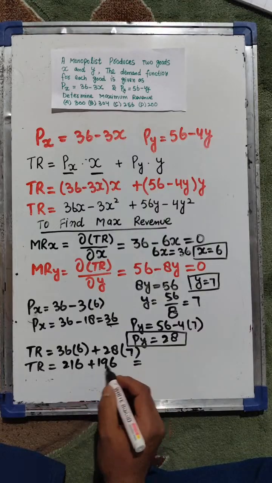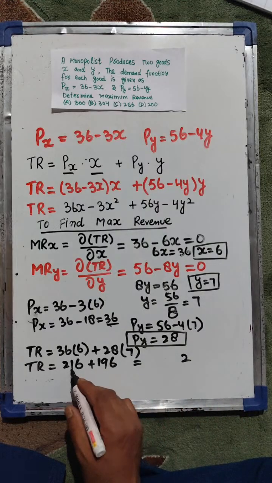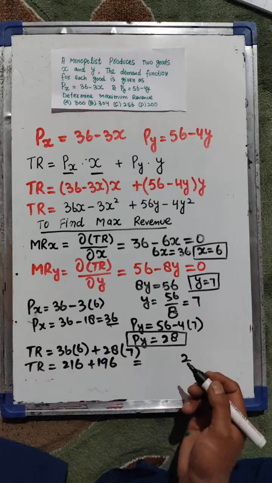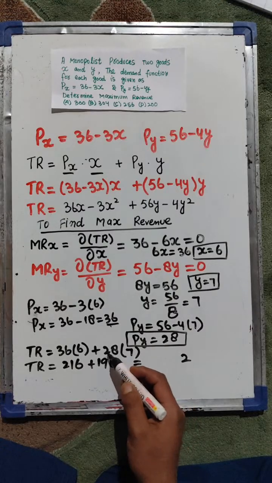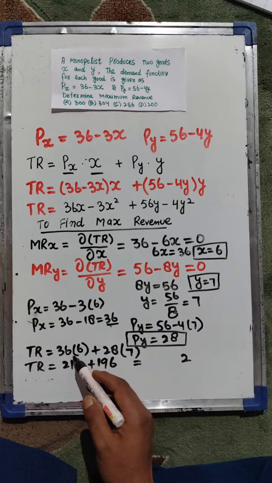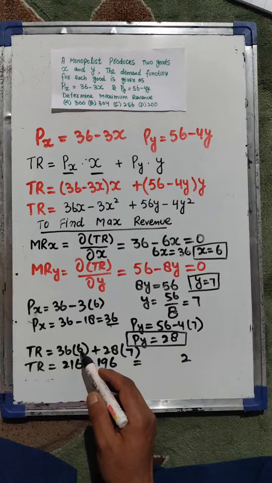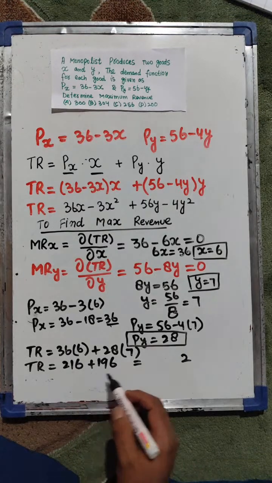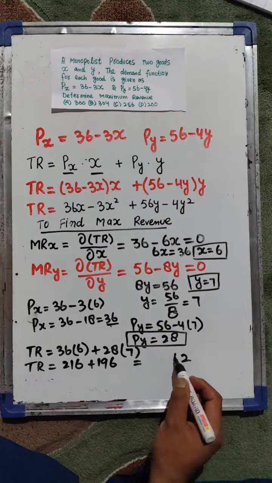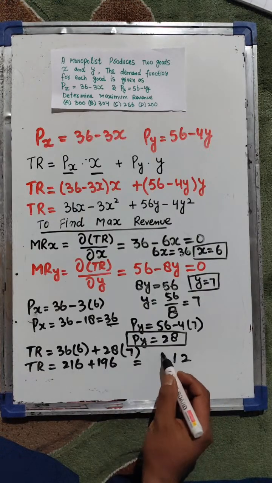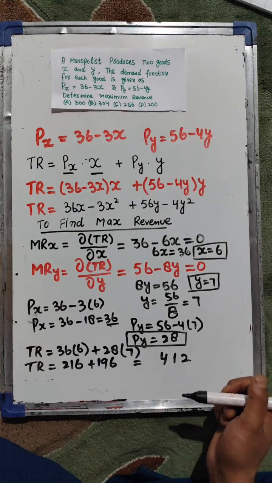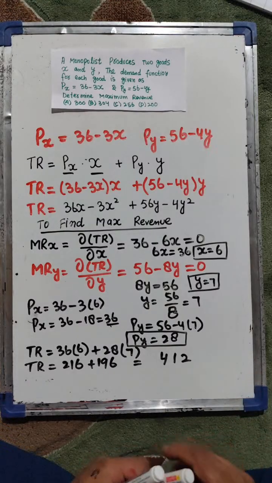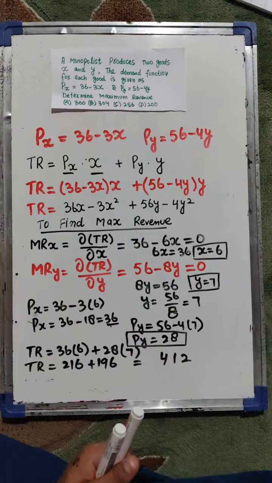So let us add them. So 6 plus 6 is 12. Okay, so I'm not getting the correct answer here. I have done a mistake in calculation here.